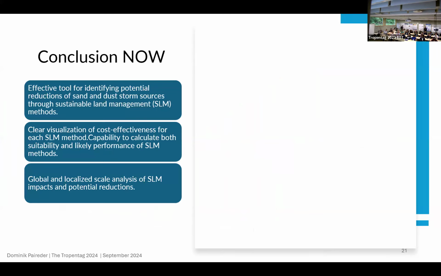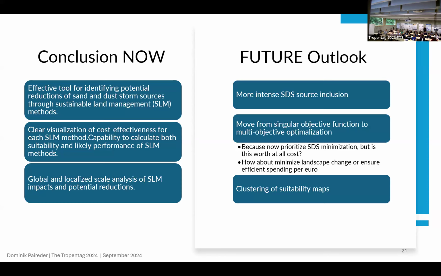Conclusion for now, we have an effective tool for identifying potential reduction of sand and dust storm sources through sustainable land management methods. We have a clear visualization of cost effectiveness for each SLM method and also the capability to calculate both suitability and likely performance of these SLM methods. And we have the global, but also the localized scale, because we can also bring it down to each country, also for the region, and implement there, especially for this region, other costs and so on. For the future, more intense SDS source inclusion.